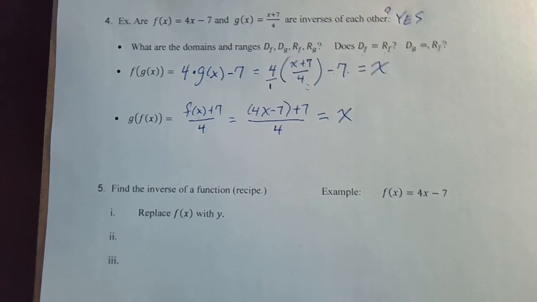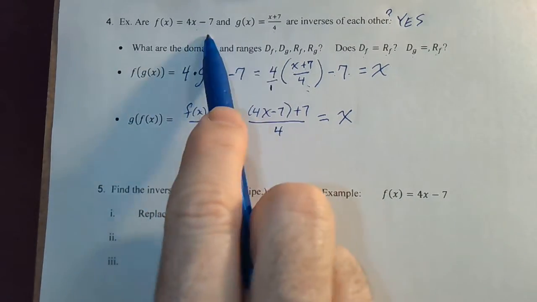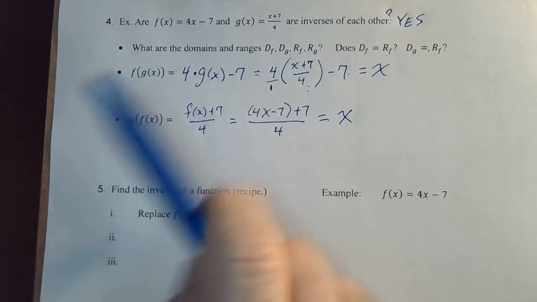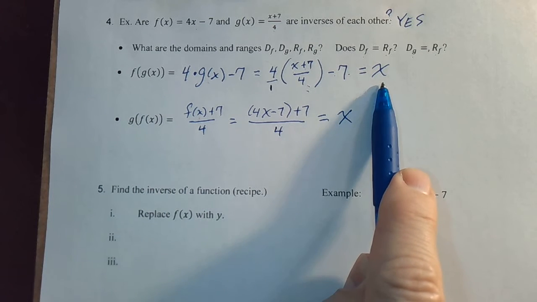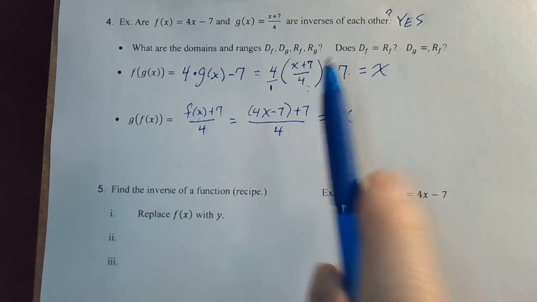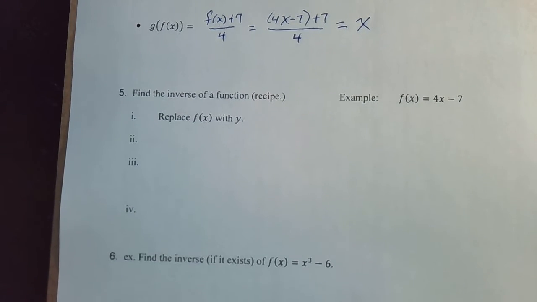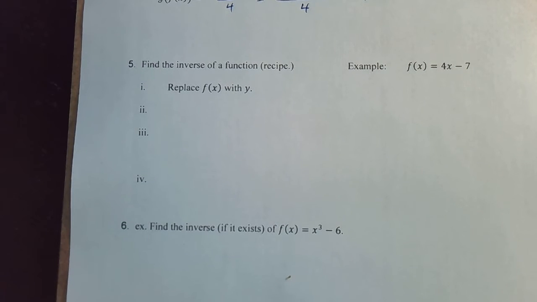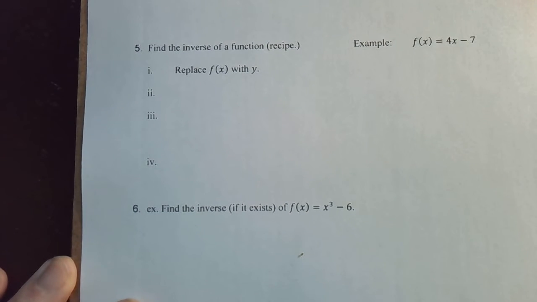Now, that was the easy part. Determining if two functions are inverses of each other is very simple. You just compose the functions. And if you get out x, they're inverses of each other. If you get something different than x, they're not inverse functions of each other. The tougher one, but it's not bad, is being given one function and needing to find the inverse.